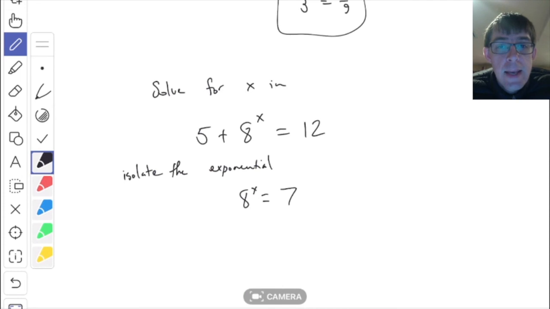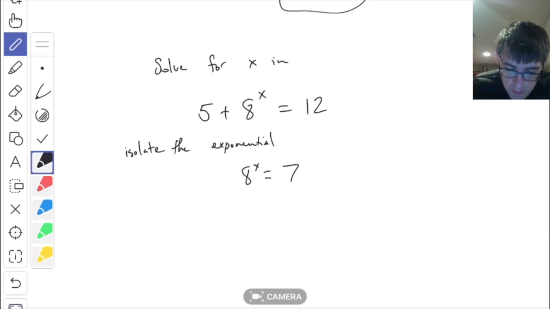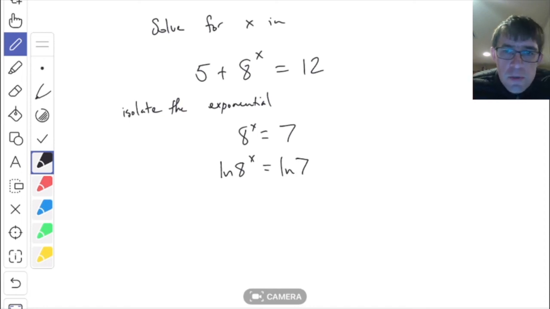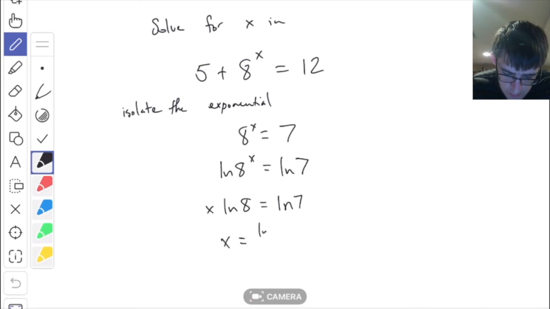All right? And now I can take the log on both sides for the purpose of moving the x into a coefficient. So I go ln 8 to the x equals ln of 7. You actually don't have to use the natural log. You can use whatever log you want, but I'm always going to do the natural log. It's just how I roll. x ln 8 equals ln 7, and now we can solve for x by dividing by ln 8. x equals ln 7 over ln 8, and that's how we do it.